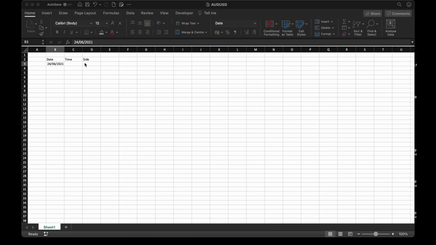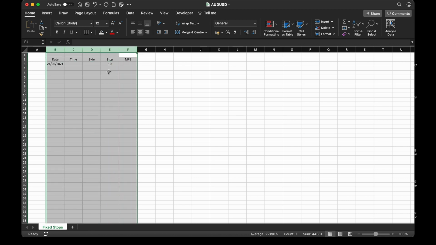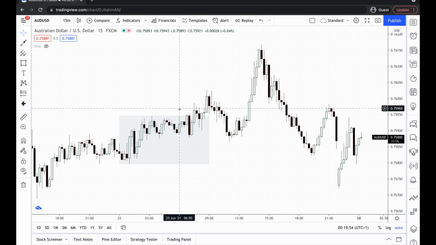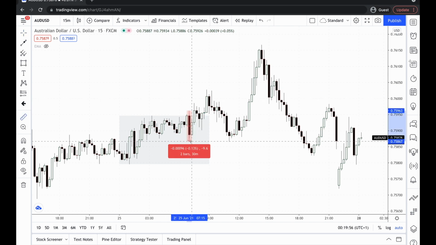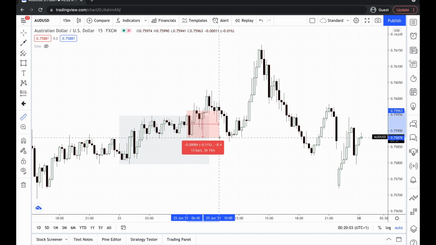For now, we're just going to test fixed stops. So let's put a fixed stop, so let's put stop 10. One of the benefits of doing this is you can calculate maximum favourable excursion very easily, because you've got a fixed stop, so your stop is going to be here, and you can calculate the amount price has moved in your favour before that level has been hit.